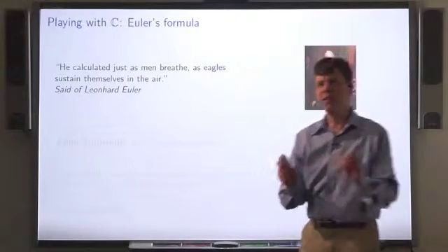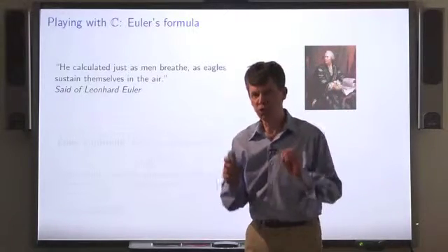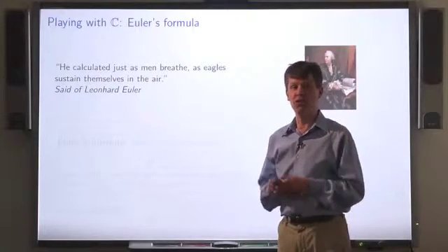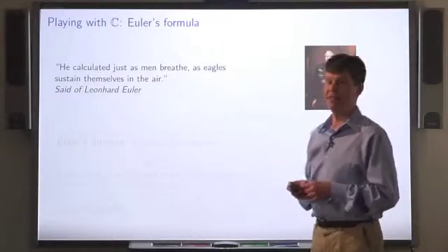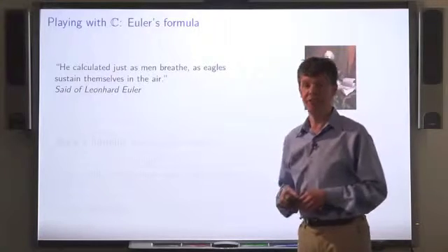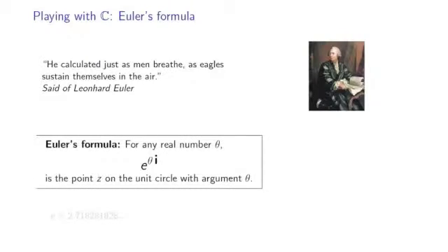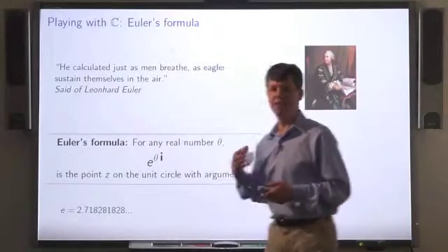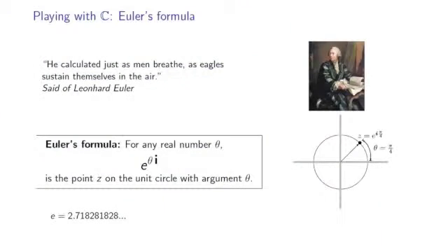To see how to increase the argument of a complex number, we turn to a formula due to Euler, a remarkable mathematician who contributed to many areas of mathematics, not to mention music theory and cartography. Euler's formula states that for any real number theta, e to the theta times i is the point z in the complex plane on the unit circle whose argument is theta. Here, e is the famous transcendental number 2.71828 and so on.